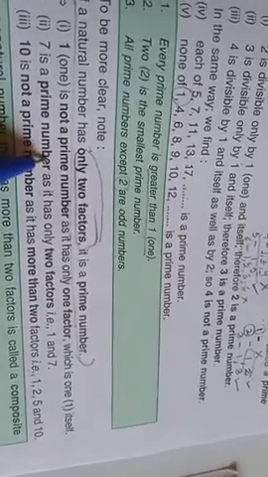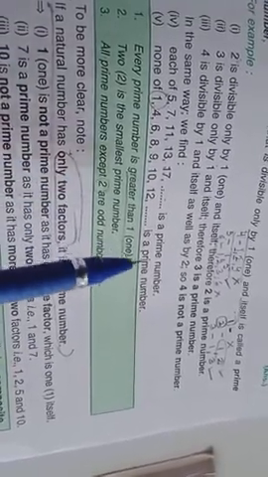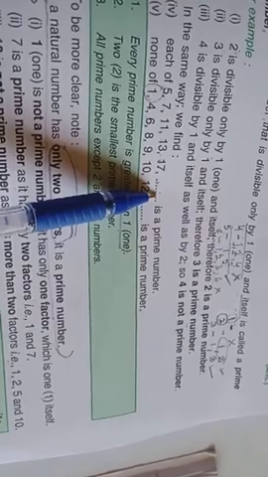Then 7 is a prime number as it has only two factors, 1 and 7. Okay, so the numbers which have only two factors, the 1 and the number itself, they are prime numbers. For example, 2, 3, 5, 7, 11, 13, 17. All these numbers, if you will see, they have 1 and the number itself as a factor.